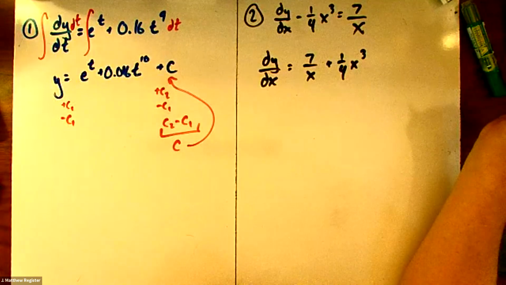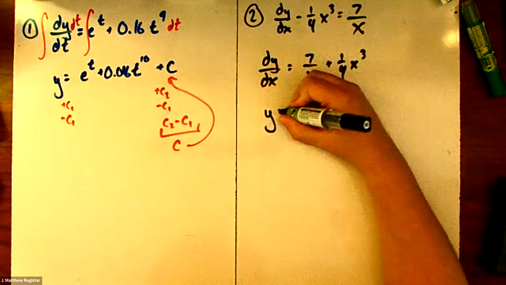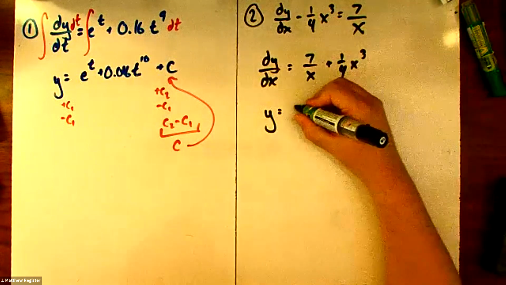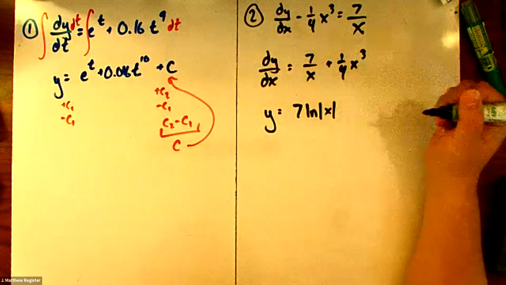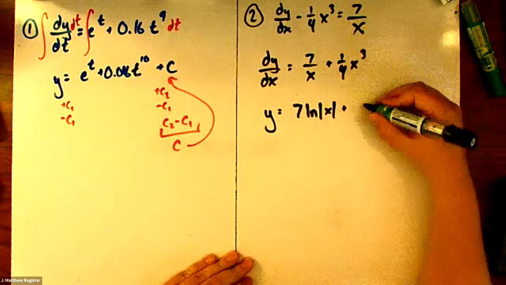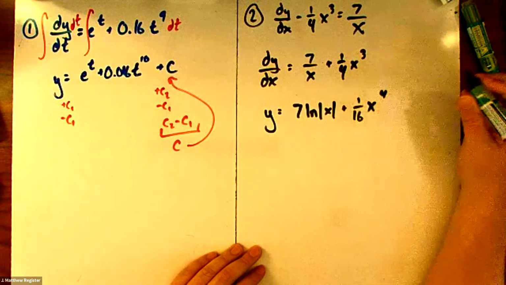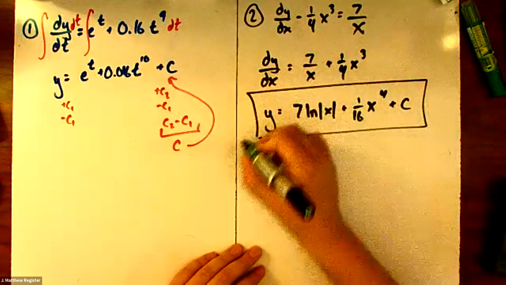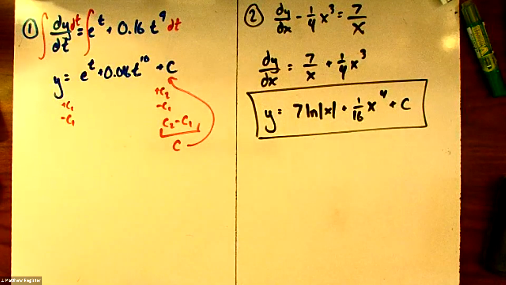And now we would need to take the antiderivative. Well, we'll get y equals the antiderivative of 7 over x, which is 7 natural log absolute value of x, plus x to the 4th over 16. So those are pure time differential equations.